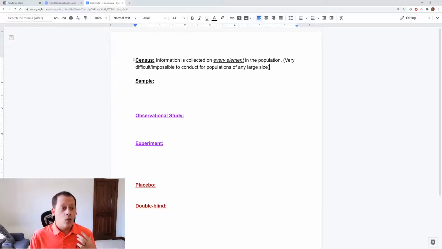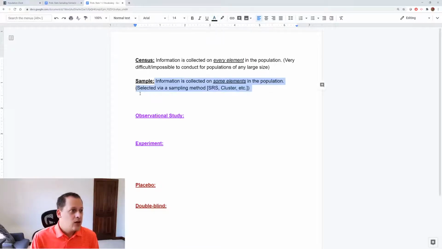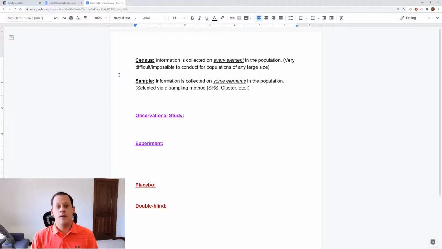Okay? What they did was take a sample. And a sample is when information is collected on just some elements in the population. Right? So maybe someone asked 1,000 people what they thought about something, and since they took a random sample from the United States, they generalized the results to the United States, even though not everyone responded. That's what usually happens. And obviously with sampling, we know all the different methods: simple random sample, cluster, etc.